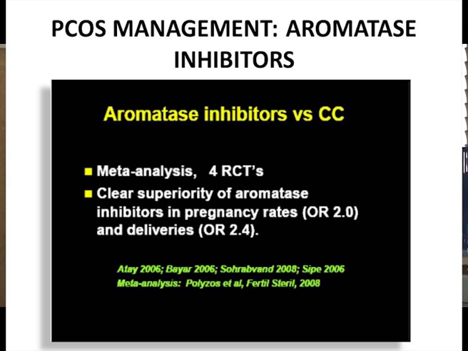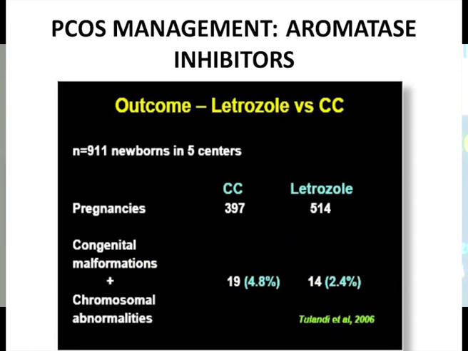So you will argue that the evidence was always changing. You have individual studies not proving that aromatase inhibitors are better than Clomid, and this meta-analysis convinced everyone that aromatase inhibitors are better when you compare them with Clomid. And this is the Canadian, Tulandi. He looked at the outcome of letrozole versus Clomid in almost 1,000 newborns. And this was to address the issue of congenital anomalies that was plugged against the aromatase inhibitors.